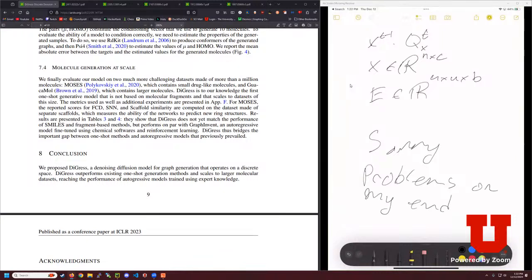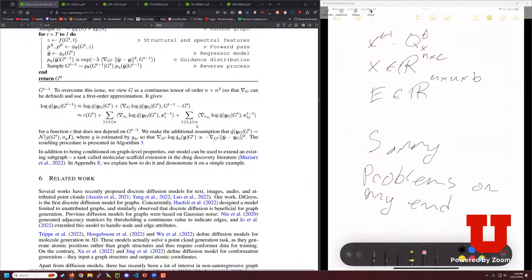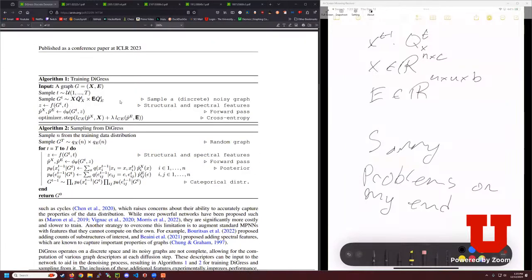Yeah, probably while you're fixing your problem, maybe you can put up the algorithm table so that we can take a look at the procedure. Yeah, okay, I think this one. Yeah, the algorithm one.